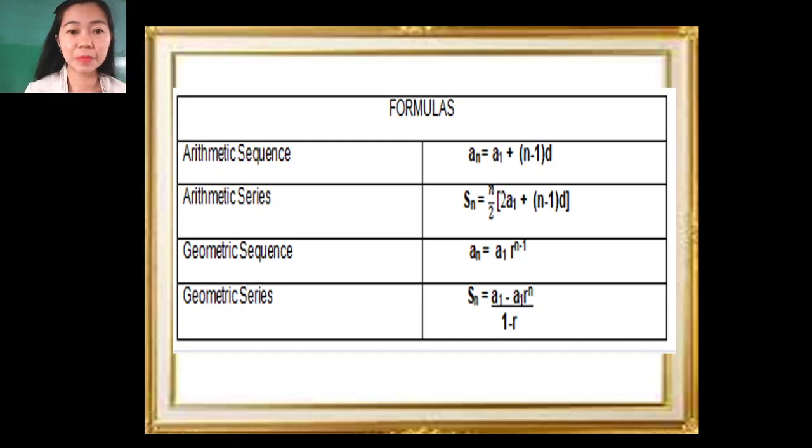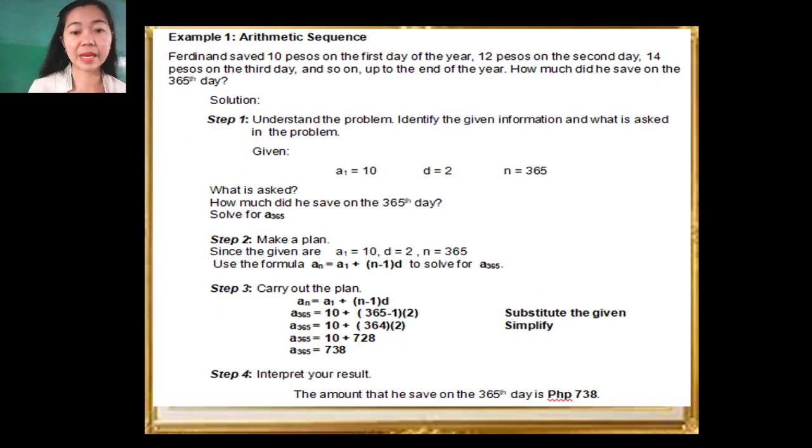Now let us have examples on how to solve problems involving the following. Example number 1. For an arithmetic sequence problem, Ferdinand saved 10 pesos on the first day of the year, 12 pesos on the second day, 14 pesos on the third day, and so on, up to the end of the year. How much did he save on the 365th day? Since this is an arithmetic sequence, let us analyze. That is the first step, analyze the problem, whether it is a sequence or series, arithmetic sequence or geometric sequence.